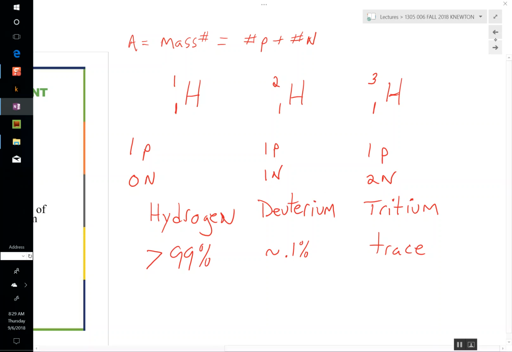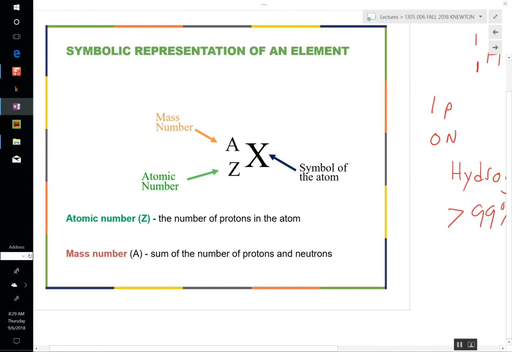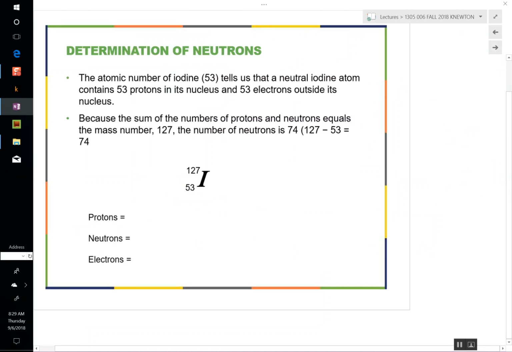So, let's see here. We're into this symbol. Let's take a look at the atomic number of iodine. Okay, so I give you these periodic tables. I told you don't need to memorize this, but I want you to become familiar with it.